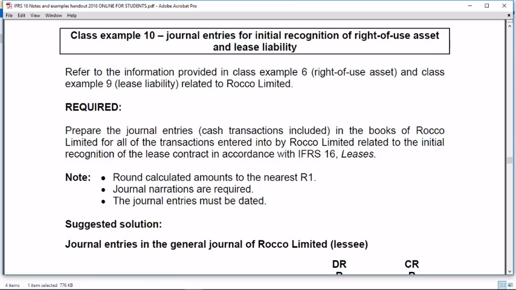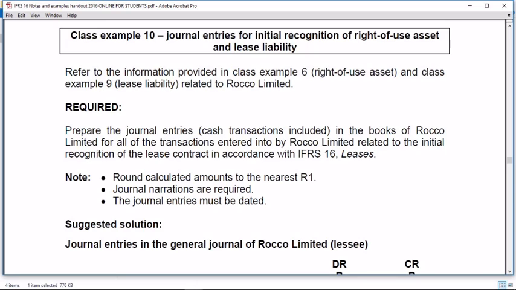The information provided in class example 6 regarding the right of use asset and class example 9 regarding the lease liability related to Rocco Limited will be used for purposes of illustrating these journal entries. Please refer back to those examples for purposes of getting the relevant amounts.